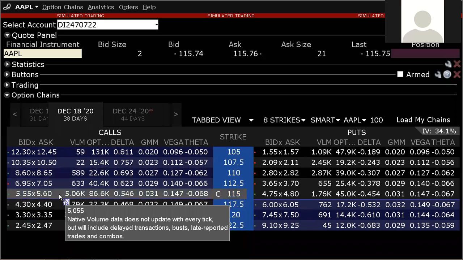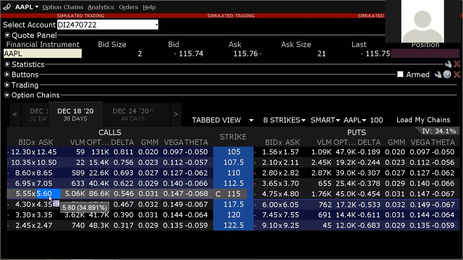Now you see the prices of calls are going up. It used to be 550, now it is 560. The prices are going up, but you see that the I-Vol is actually dropping a little bit, 34.89 now. It used to be 39. So this is how the movement is happening.